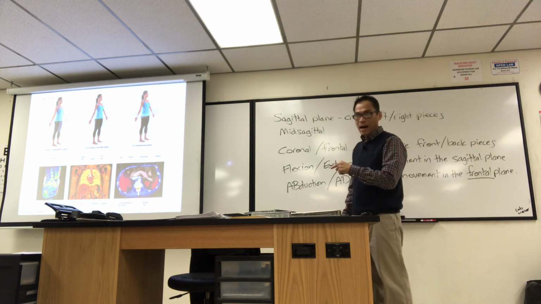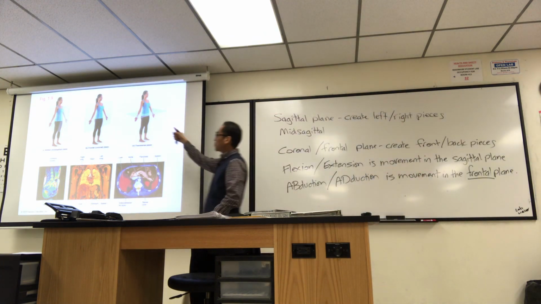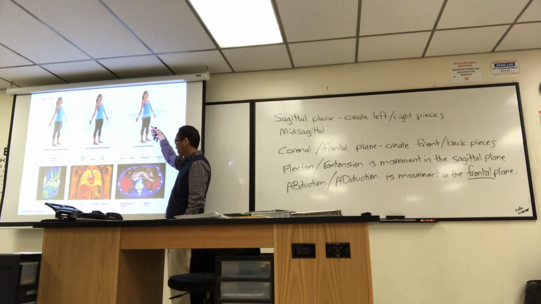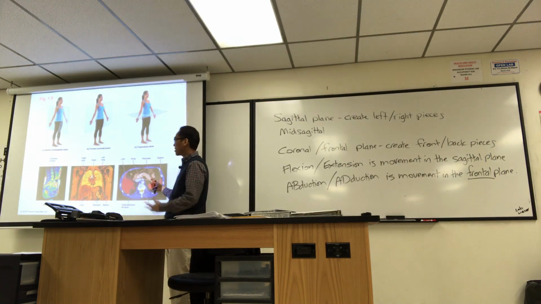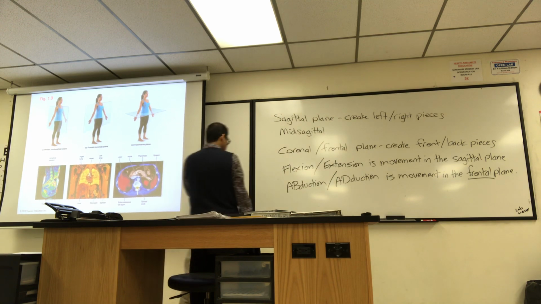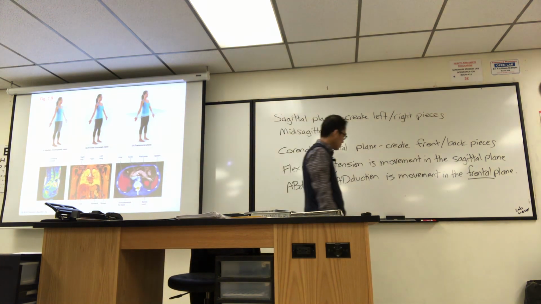The other way you could cut a body is to cut it right this way, making top and bottom pieces. You can see that in that view. That's a transverse plane. Transverse, or sometimes it's called cross section.